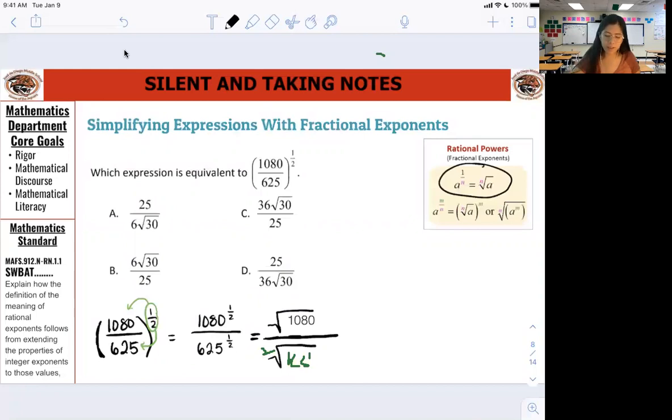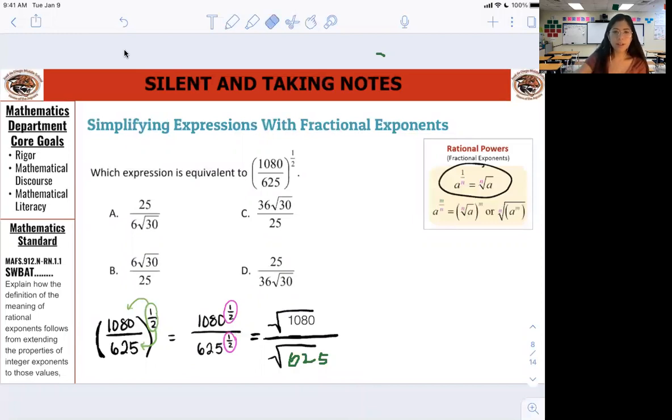Right, so we're noticing that we have an exponent that is a fraction. I know that the number on top will end up inside, and the number in the denominator will end up outside. I know it's hard to annotate, I understand. So we have the square root of 1080 and the square root of 625. That's exactly right. Good. Okay, so that's what we've got so far.